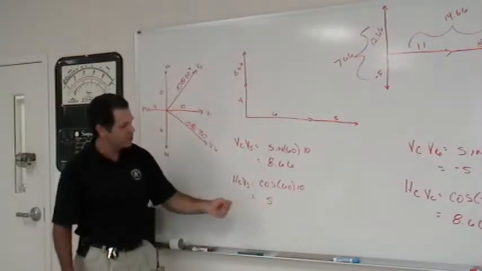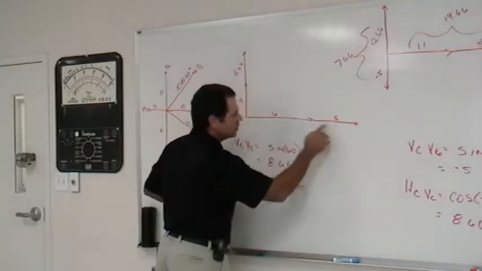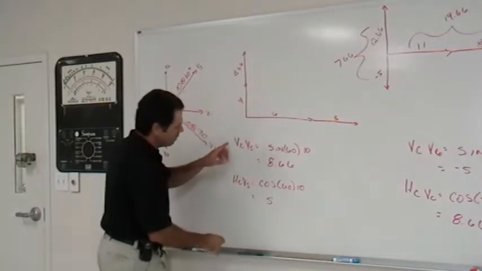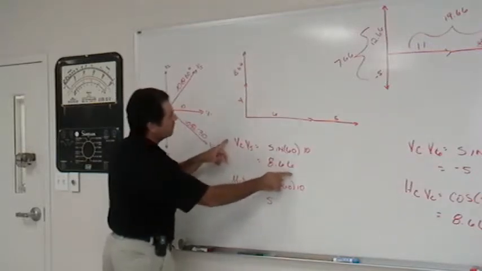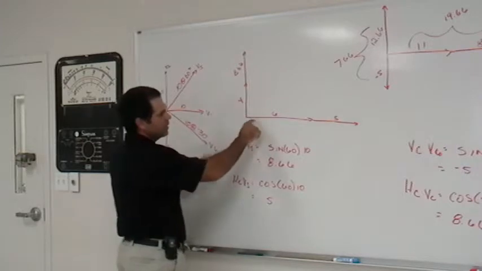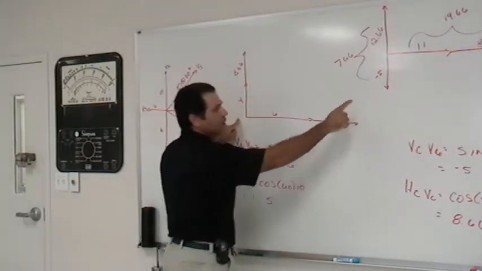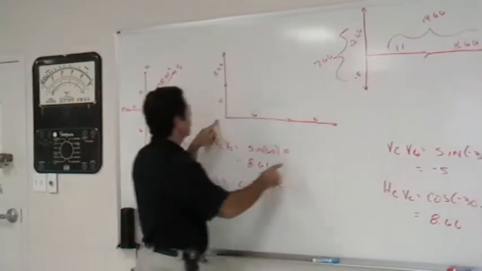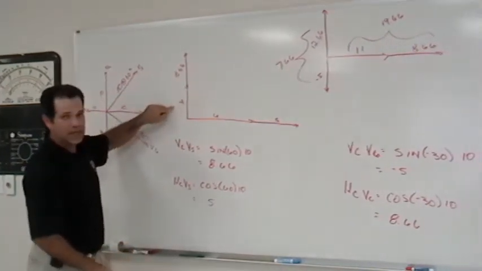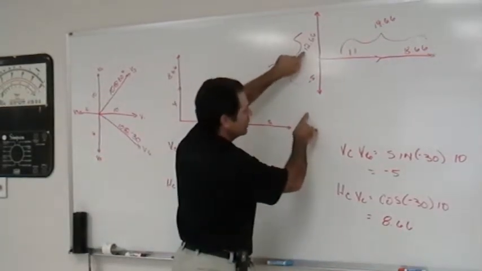value of 5. So we added the horizontal component of 5 into the original triangle, and the vertical component of 8.66 into the original triangle. We added these two together, 6 and 5, because they're going in the same direction, and it gave us 11. We added 8.66 and 4 together, and it gave us 12.66.